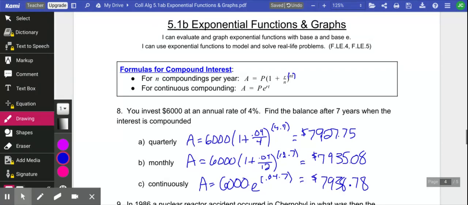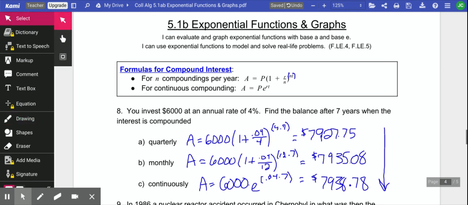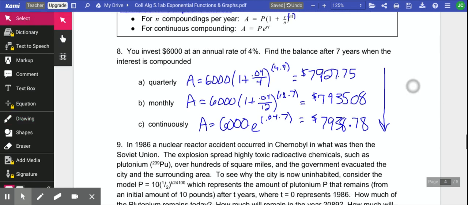It's not a ton more. These should all be very similar answers, but notice they do get bigger the more we compound. Also, if you get something ridiculous, like if all of a sudden you have $2 million when you invested $6,000, please go back and make sure you put it in your calculator correctly. Just remember, it's an investment. It's not a miracle.